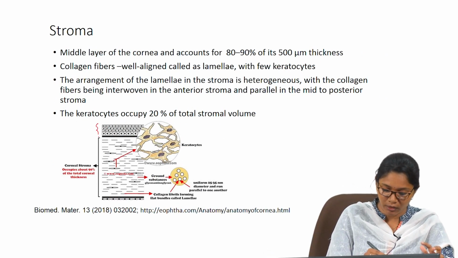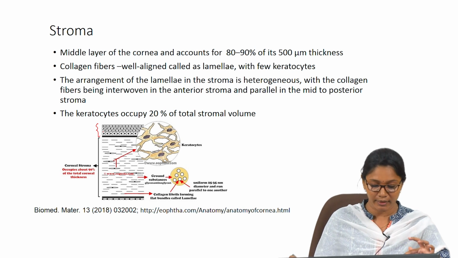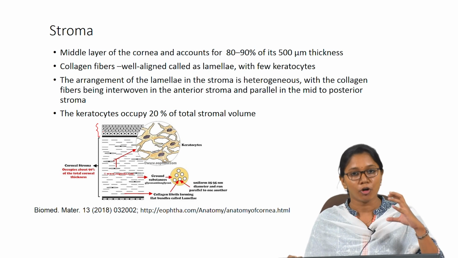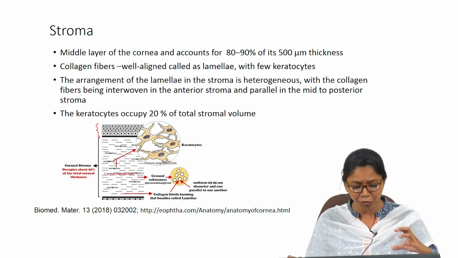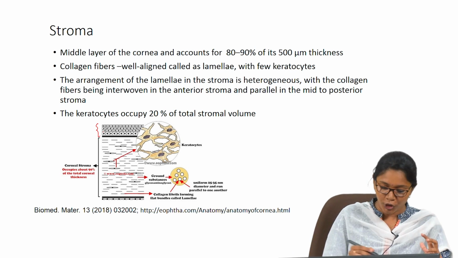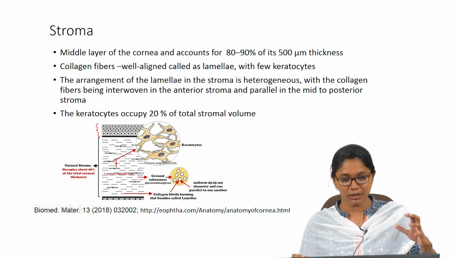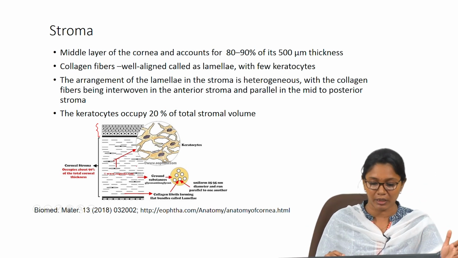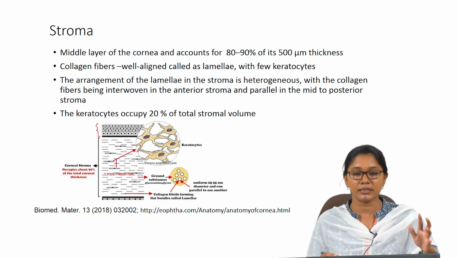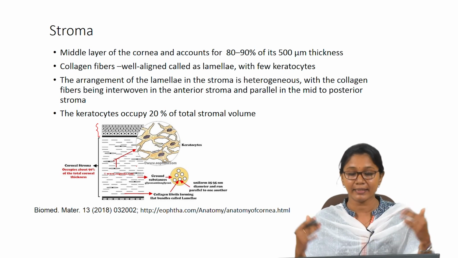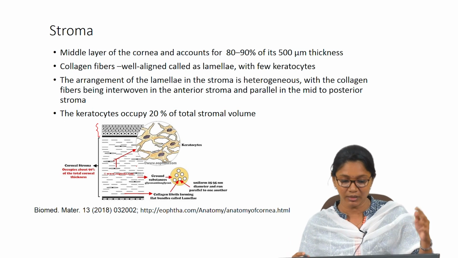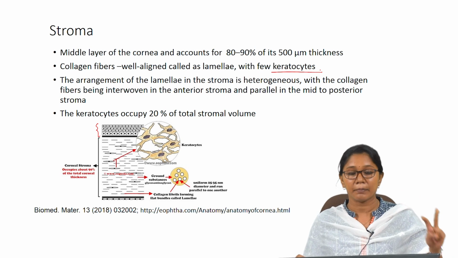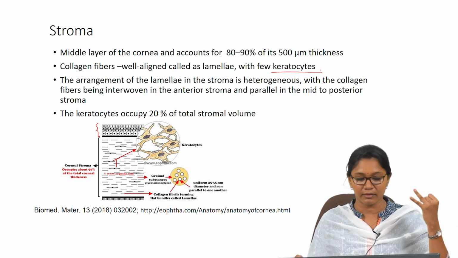We have already spoken about what these layers are, the corneal layer and then the Bowman's layer, and now we move down to the major corneal region, called the stromal region. The stromal region is the middle layer and accounts for 80 to 90% of the entire thickness. It has collagen fibers associated with it. The collagen fibers are well aggregated and arranged in a parallel fashion called lamellae, with a few keratocytes. So, two things are primarily maintained here: the collagen and the keratocytes.